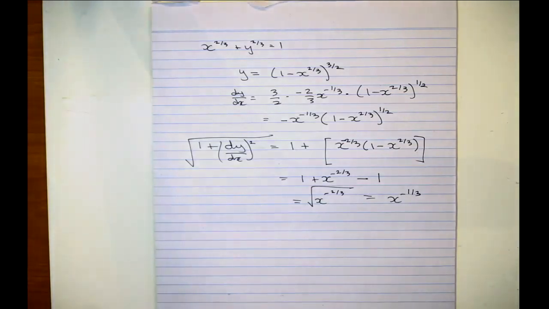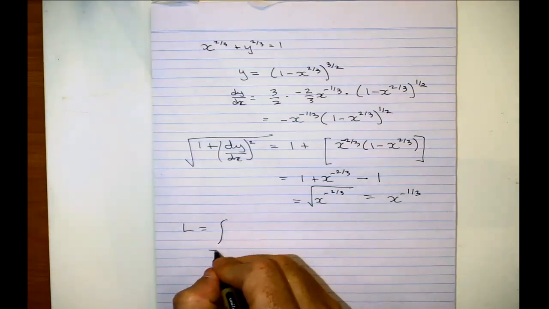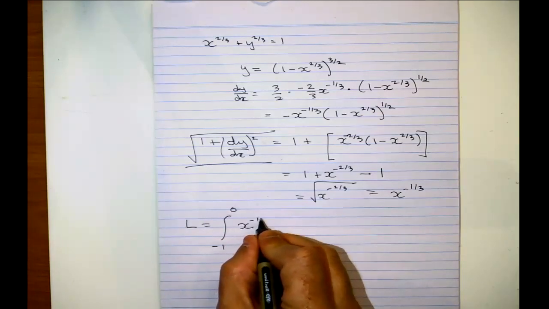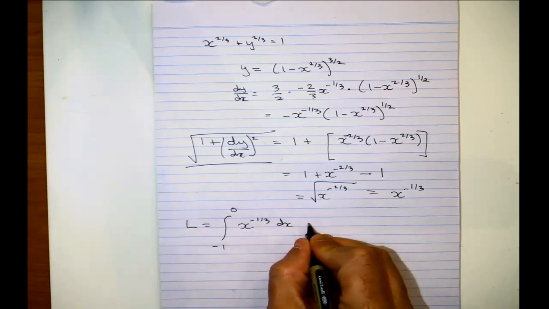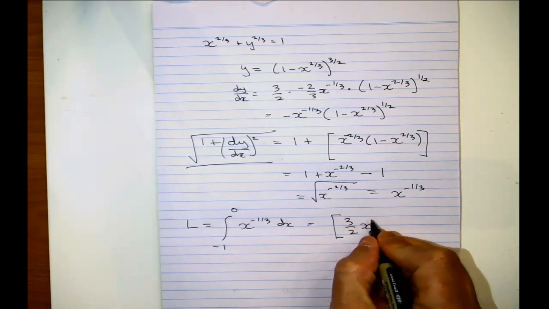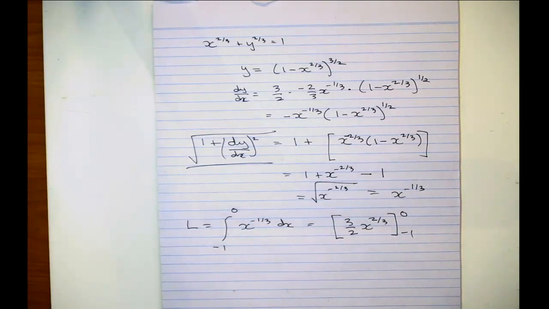So I need the square root. Then I know that my length is, now I want the top left of this thing, so x goes from -1 to 0. The integral of this. Now, this becomes that. All right. Now, here's the funny thing.